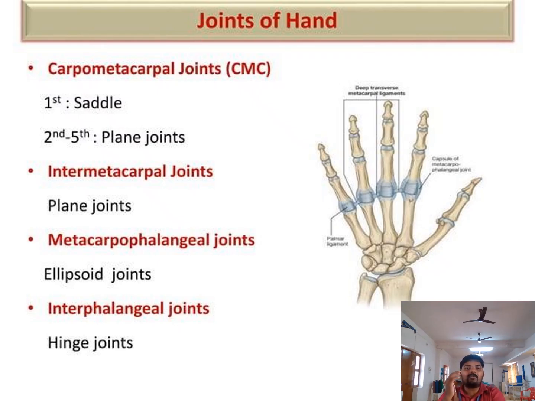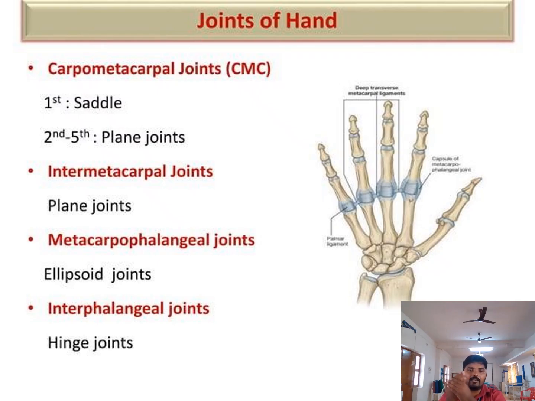Then the intermetacarpal joints. These are the intermetacarpal joints. This is metacarpal, this is carpal. This surface is called the intermetacarpal joint. These are also plain joints.